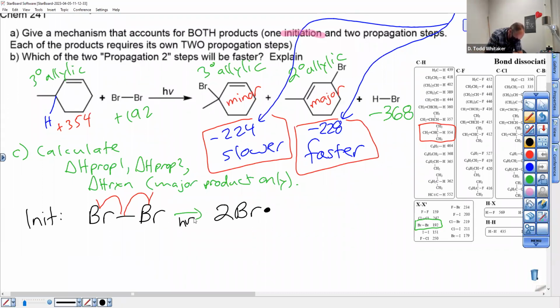Prop 1. Yes. Say it again. 357 for breaking a secondary allylic CH bond. No, this is tertiary. It's got 3 carbons attached to it, right? 3 carbons attached. 1, 2, 3. Over here? No, there's nothing going on over here. I'm not doing any bond there. Yeah, but I already counted for that as negative 228 for secondary allylic CBr. Is that what you're saying?